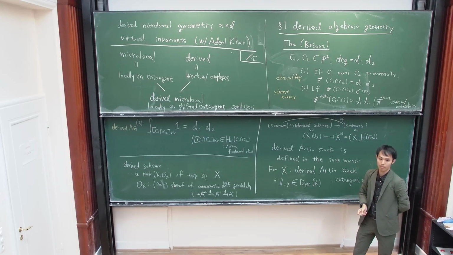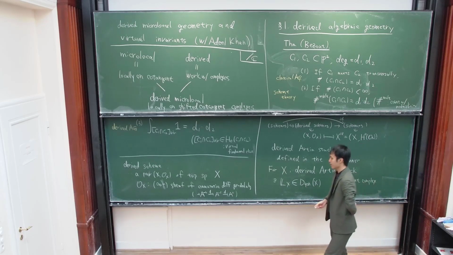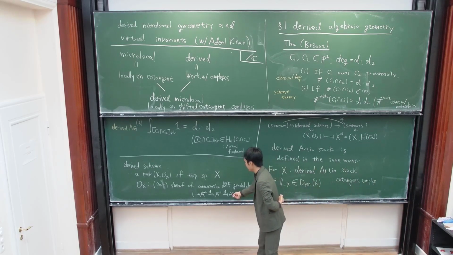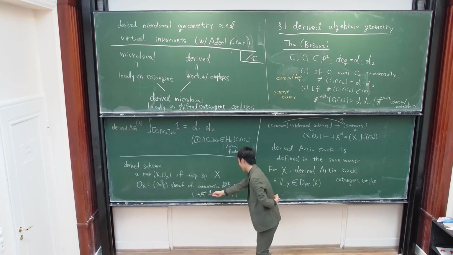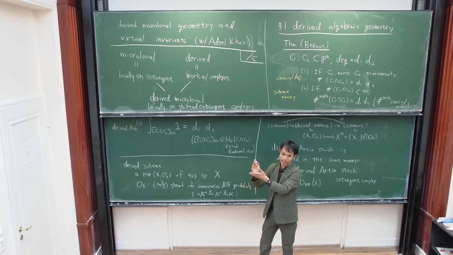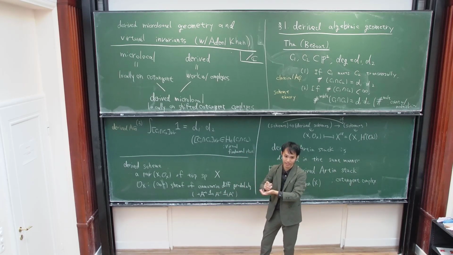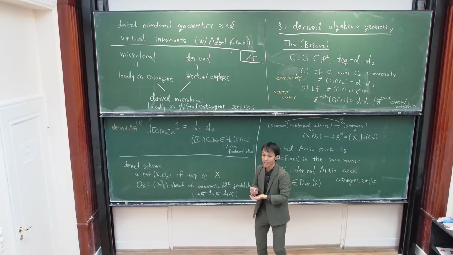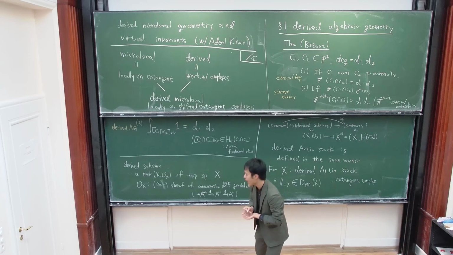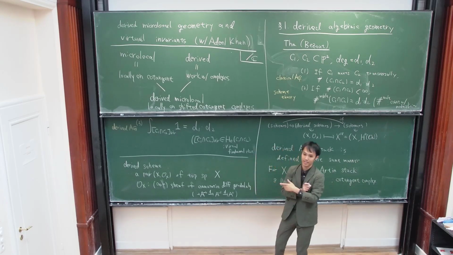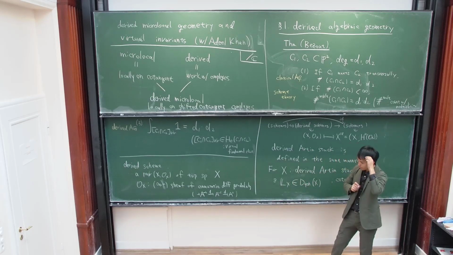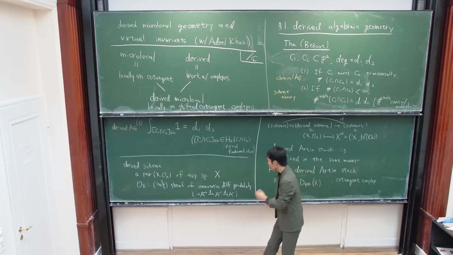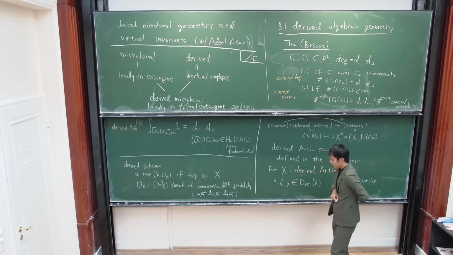Graded in negative degrees. So yeah, in the definition of the derived scheme, we assume that the sheaf of algebras is concentrated in non-positive degree. Does this answer your question? Perhaps it's good to have an example. Sorry? Perhaps it's good to have an example. Example. I will give an example later. Yeah. Okay.